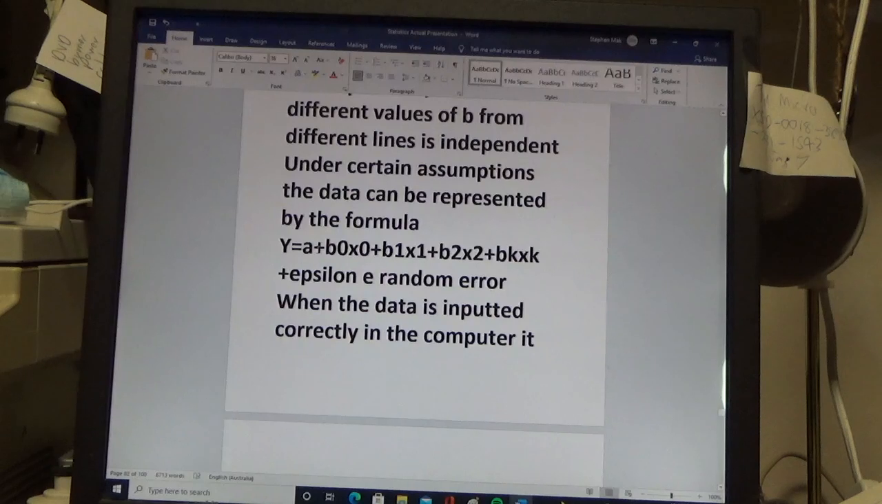So b is the slope of that particular line, b1 is the slope of the next line, and x0, x1 and so on are the independent variables. Epsilon, which sort of looks like an E shape, is the random error in multiple regression.